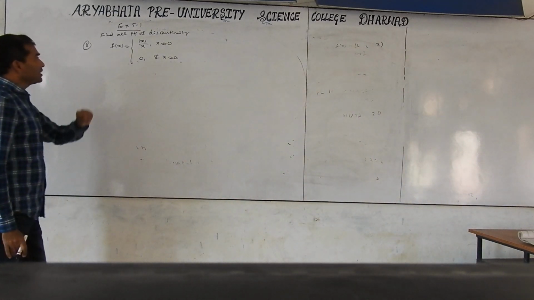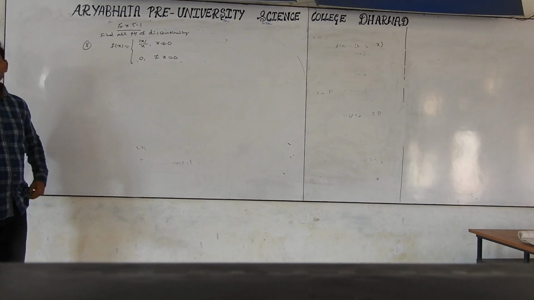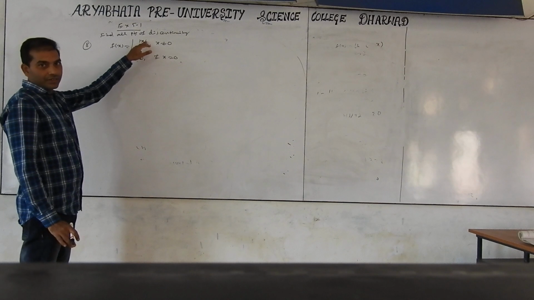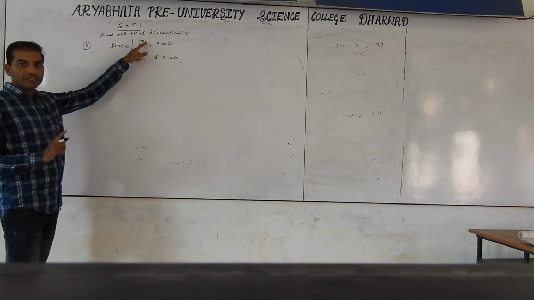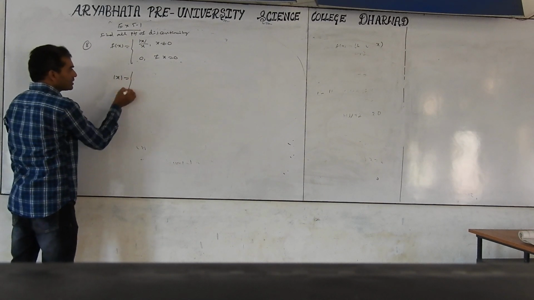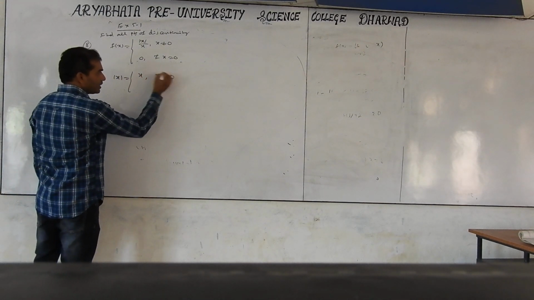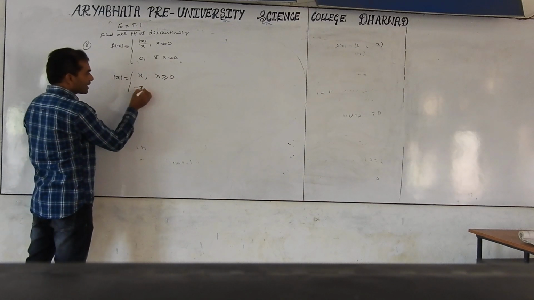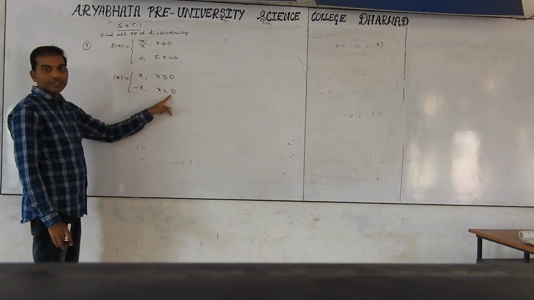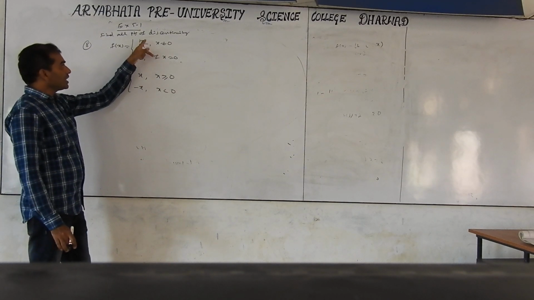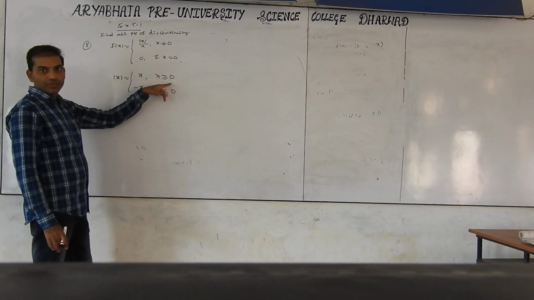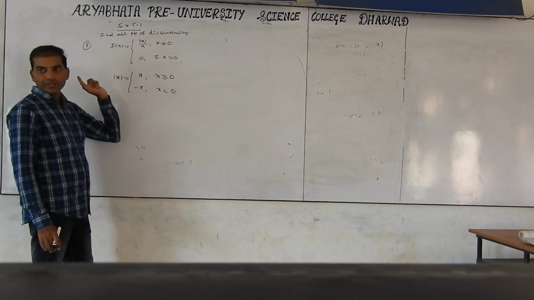See, at what point is the function changing? Here x is not equal to 0, but mod x is there. So mod x is changing at what point? 0. The definition of mod x is x when x is greater than 0, and minus x when x is less than 0. So mod x is changing at 0. So while finding the limit at 0, we should find the left limit and the right limit.